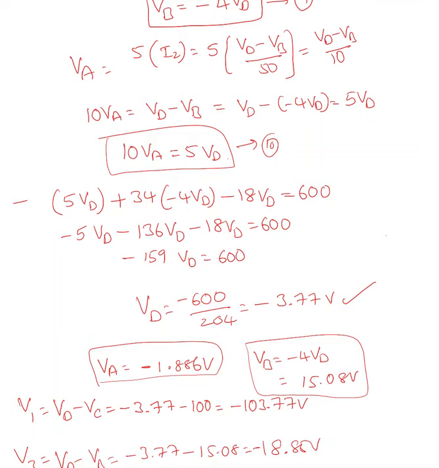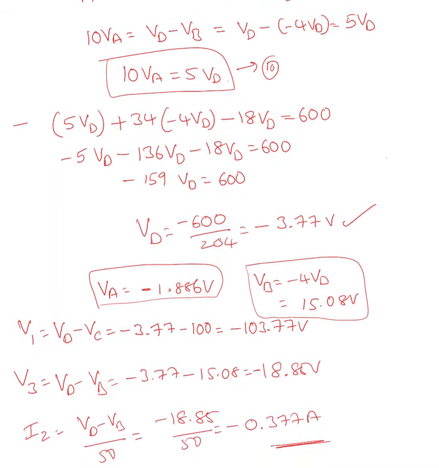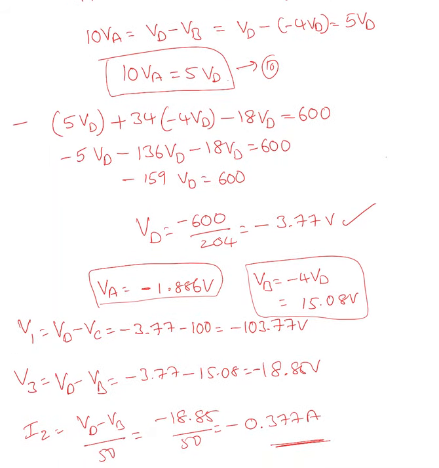I think it looks like I did it in a long way. We should have substituted V1, V3 instead of VA, VB, so we would end up finding V1, V3, I2 without finding VA, VB. But anyway, to be consistent with other examples, I found all the node voltages. Once I found the node voltages, I can find any other parameters in the circuit. So I found V1 as minus 103.77 volts, V3 as minus 18.85 volts, and I2 as minus 0.377 ampere. Thank you.